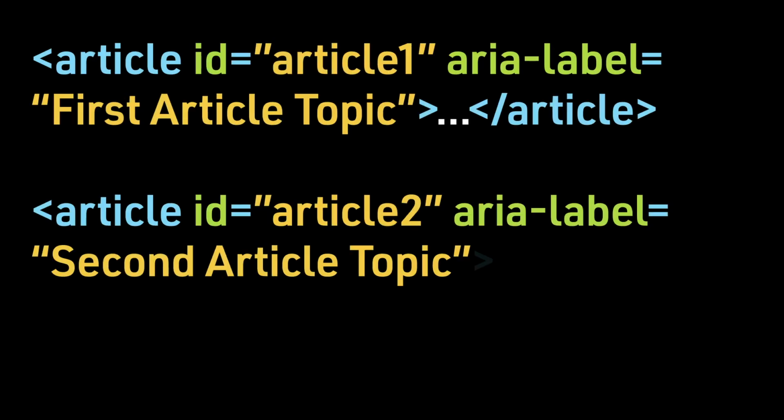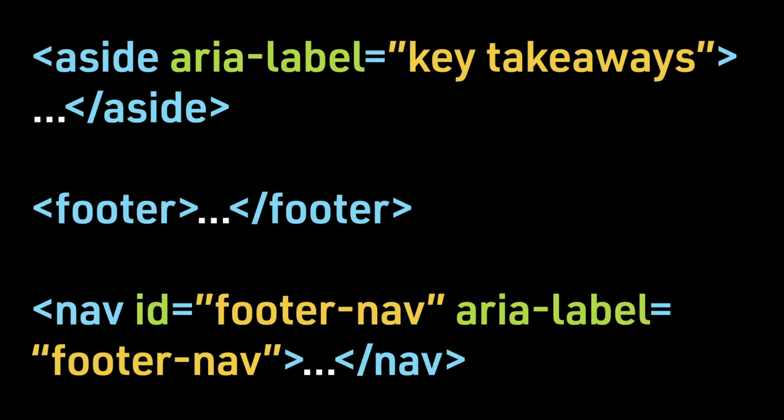Article, ID article 1, aria-label first article topic, end article. Article, ID article 2, aria-label second article topic, end article. Aside, aria-label key takeaways, end aside. Footer. Nav, ID footer nav, aria-label footer nav, end nav.